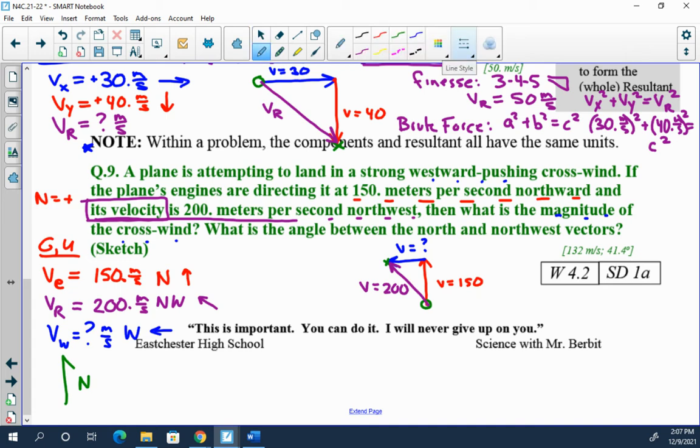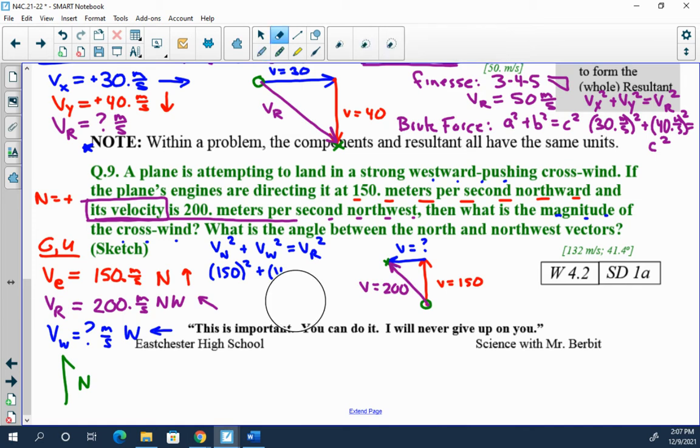Here we can say velocity northward squared plus velocity westward squared equals the resultant squared. You also, again, can write a squared plus b squared equals c squared. That is perfectly fine. So this is 150. We already have our units in our givens, so I'll leave them out. Squared plus VW, we don't know. That's the one we don't know.